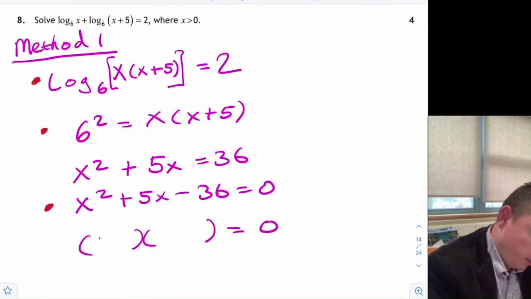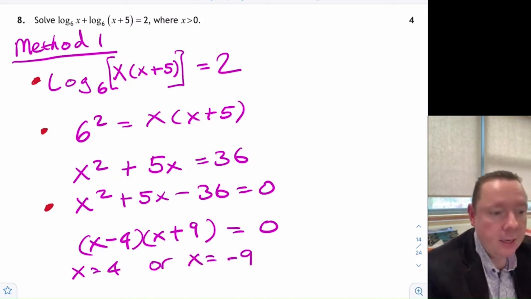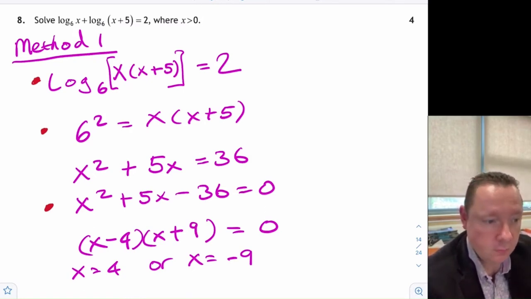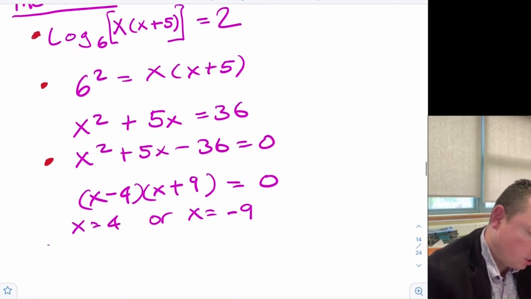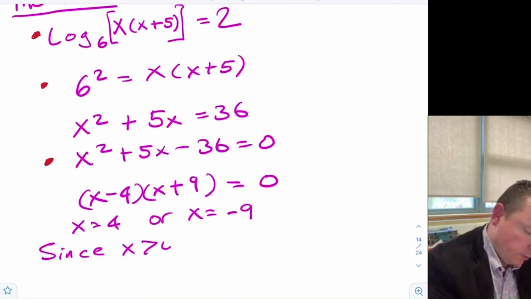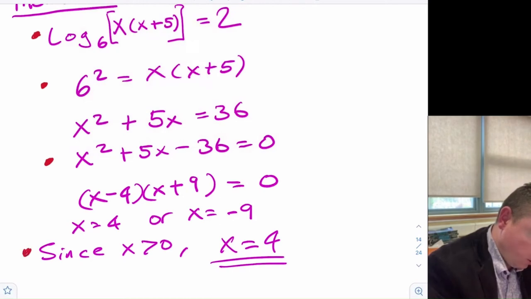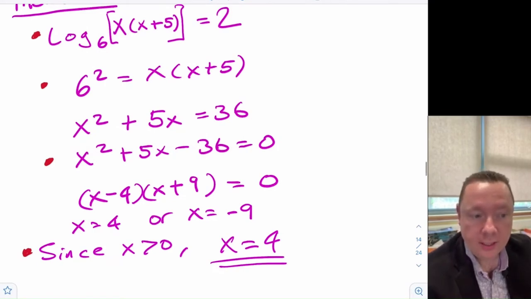Double brackets, x and x, 9 and 4 multiply together to make 36, but take away to make 5. So we've got plus 9 minus 4, so x equals 4, or x equals minus 9. But x has to be greater than 0, because it says so in the question, so we disregard one of the answers. So since x is greater than 0, x equals 4 is the only valid answer. And there is our final mark right there. We have to have stated that x equals 4. We disregarded the minus 9 to get that final mark.